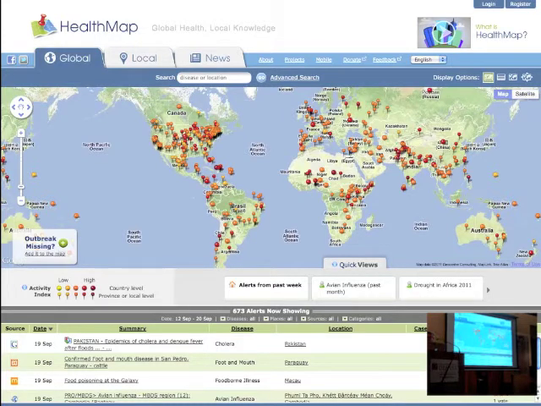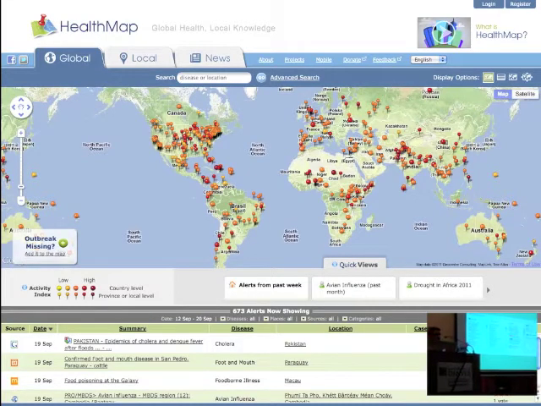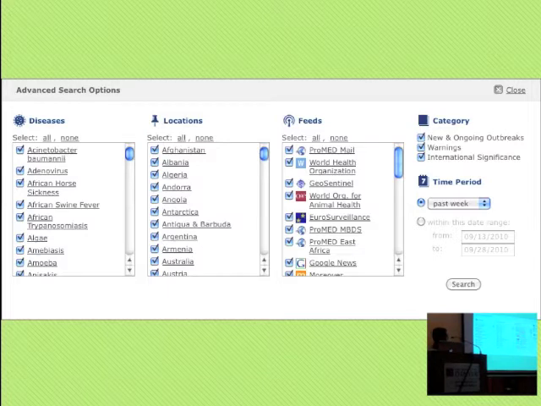But I would also recommend coming to HealthMap. And when you do, I would click on the advanced search, which is right next to the search bar. You can look at particular diseases. Do I have to worry about African horse sickness where you're going to go? Probably not. Do you have to worry about specific locations? Are you going to multiple countries? You can choose. The feeds, these are the feeds that I discussed. We've got 93 of them.